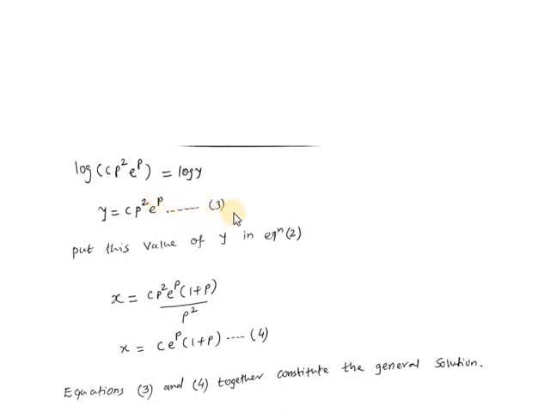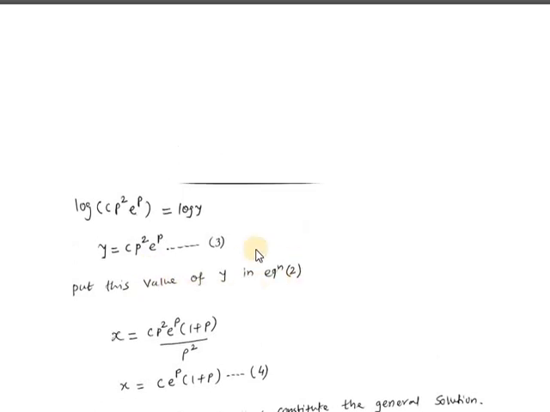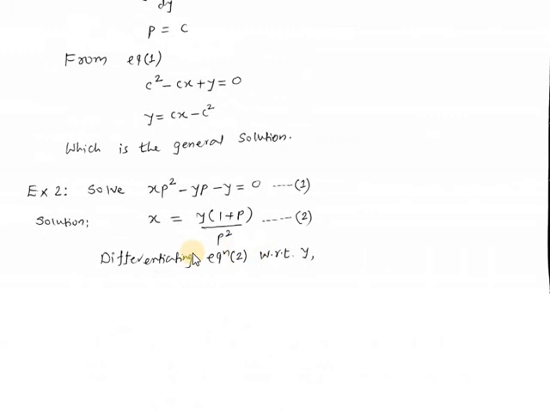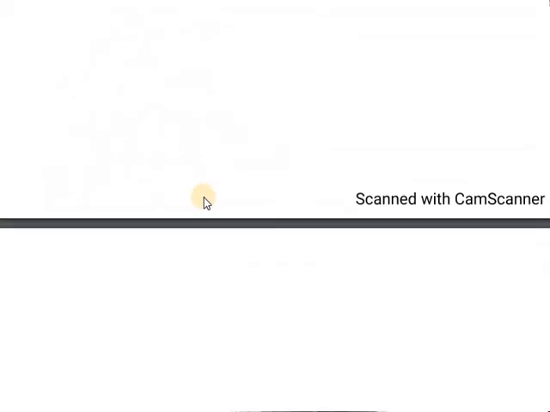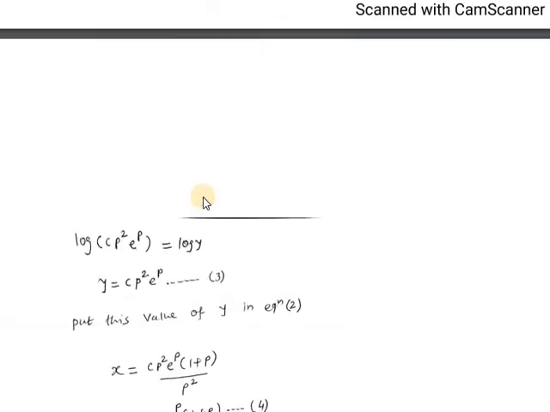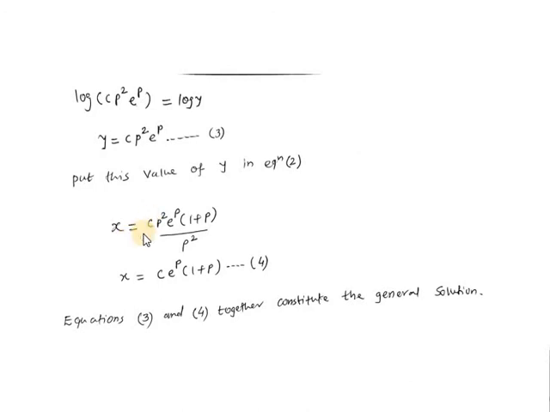Suppose this is equation number 3. Now put this value of y in equation number 2. What is equation number 2? It is x is equal to y into 1 plus p divided by p square. So we will put the value of y in this equation. We will get x is equal to c p square e raised to p into 1 plus p divided by p square. Therefore p square cancels out. Therefore x is equal to c into e raised to p into 1 plus p. Suppose this is equation number 4. So equations 3 and 4 together constitute the general solution.